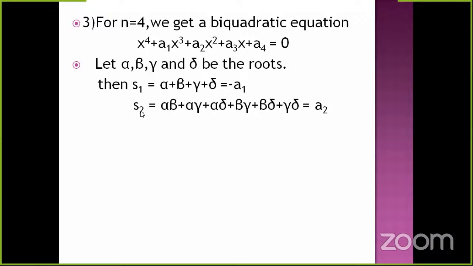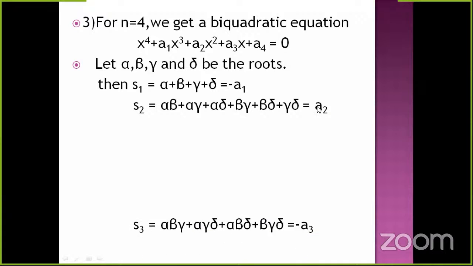S2 is the sum of the product of the roots taken 2 at a time. We have 4 roots, that is alpha, beta, gamma and delta. So find out the product of 2 roots, all possible combinations. Alpha into beta plus alpha into gamma plus alpha into delta plus beta into gamma plus beta into delta and lastly plus gamma into delta. So these are all the possible products of roots taken 2 at a time. And what will be the value of S2?